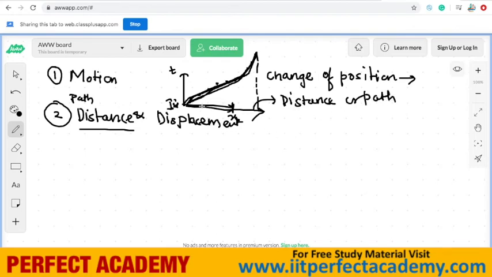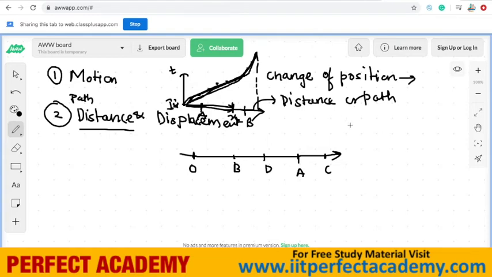A particle is, let's say, initially at point A and then it has gone to point B. So suppose I have a particle moving in a straight line starting from 0, then it goes to A, then it goes to B, then it again goes to C, then it comes back to D.